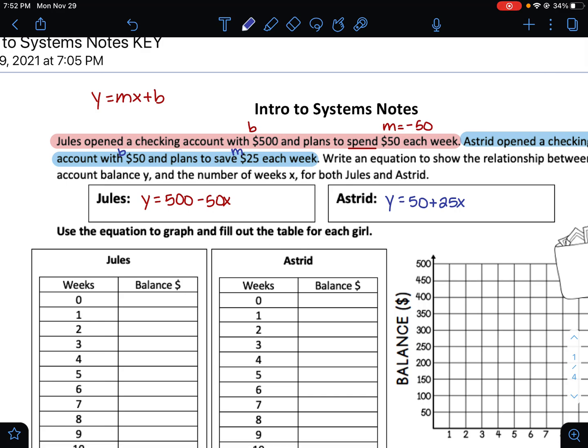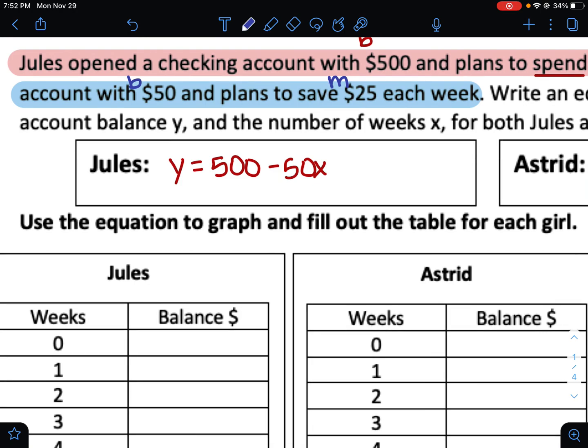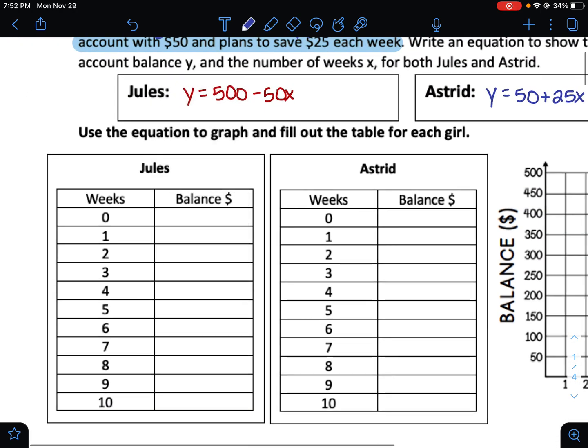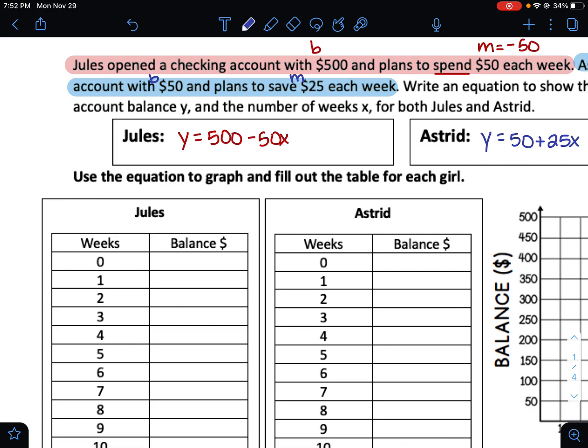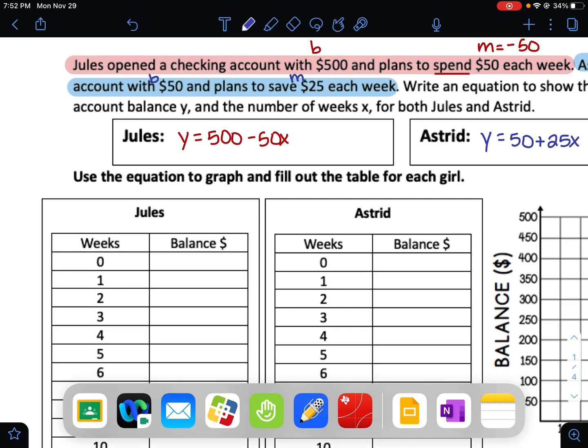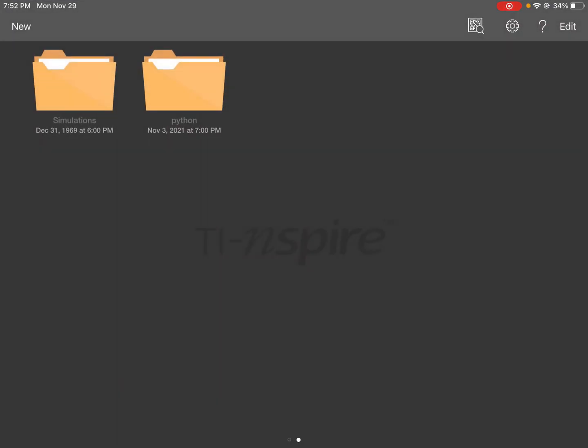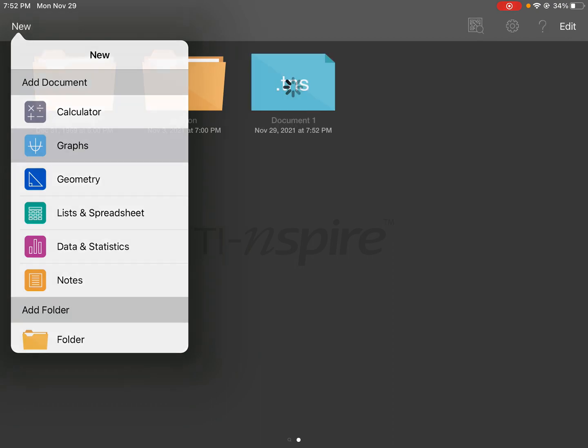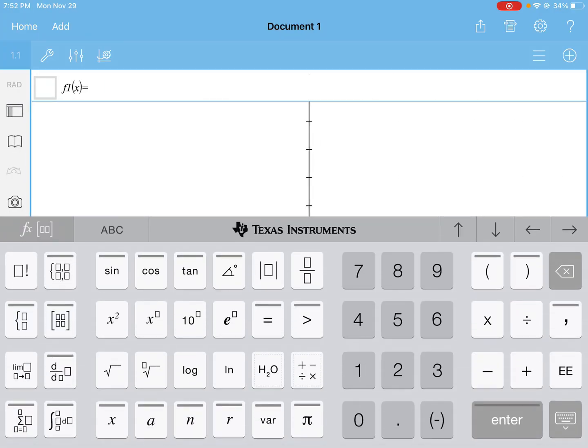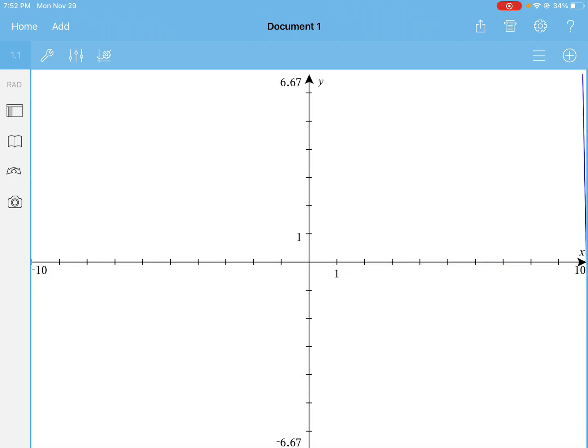Now, I'm going to show you how to type these into the calculator to get the table. So we're going to start with typing in Jules, and then we're going to record her table below. Okay, so we're going to go to our graphing calculator. We're going to go to a new graph this time, and we're going to type in her equation. So it was $500, and she's spending $50 each week. So there's our equation. There's the graph for it. It doesn't show, which is perfectly fine because we just need to look at the table.